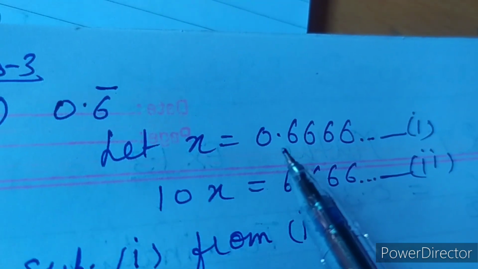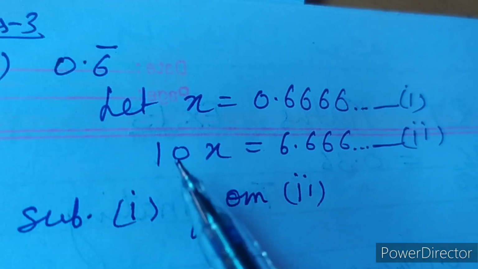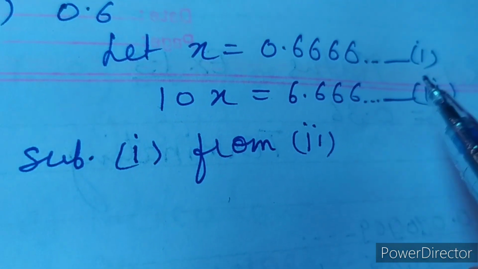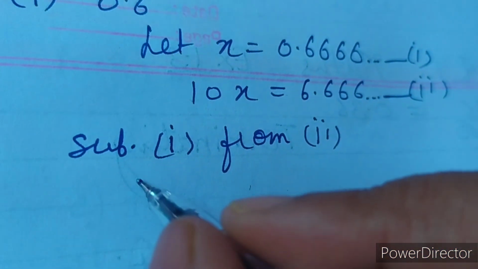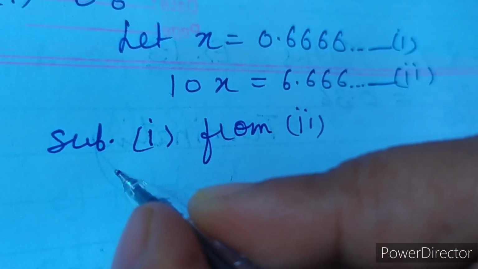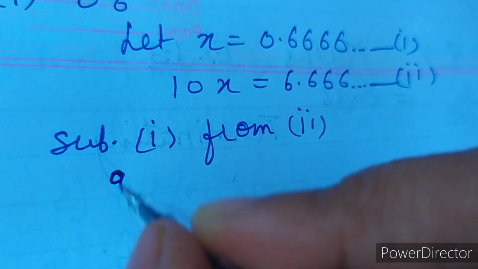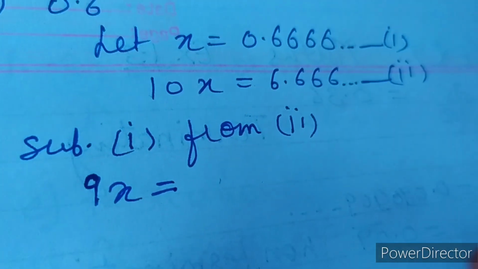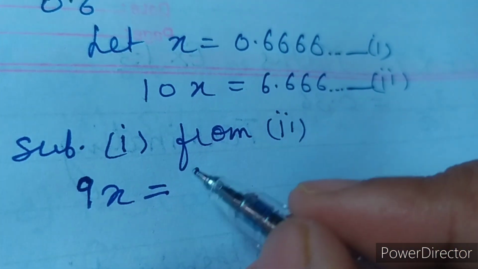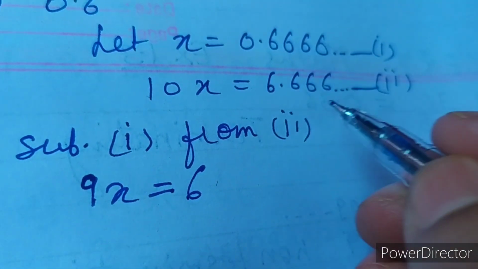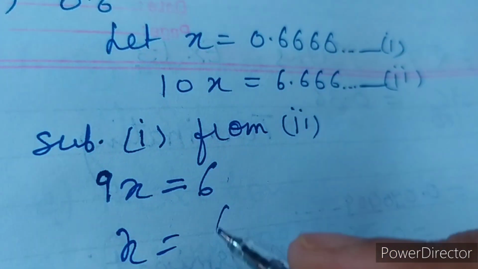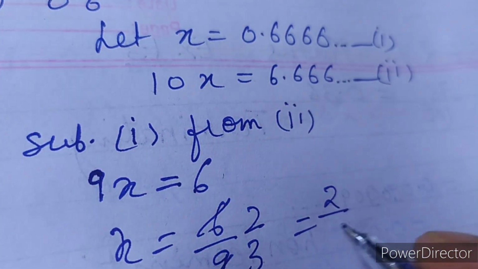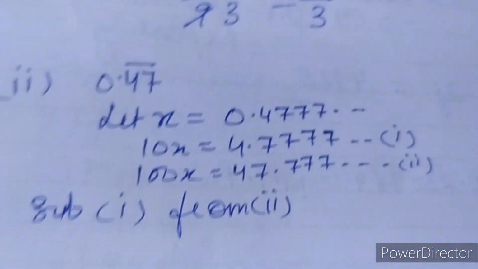So let x be equal to 0.666..., that is the first equation, and multiply it by 10 on both sides. You will get 10x equal to 6.666..., and you subtract the first equation from the second. On subtracting you will get 10x minus x, which is 9x equal to 6. If we subtract 0.666 from 6.666, we will get 6. So x will be equal to 6 by 9. 3 3s are 9 and 3 2s are 6. So in the form of p by q, we will get the answer as 2 by 3.